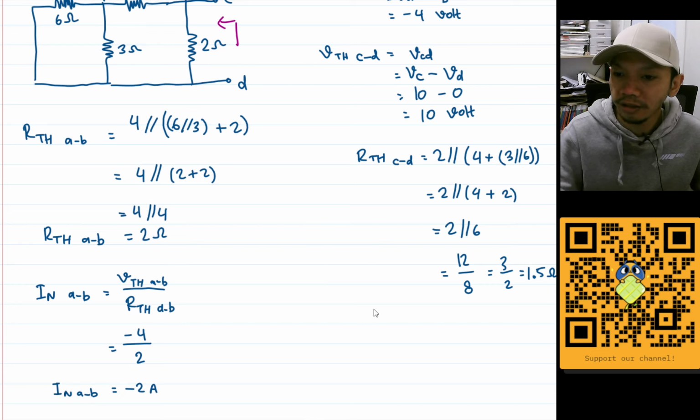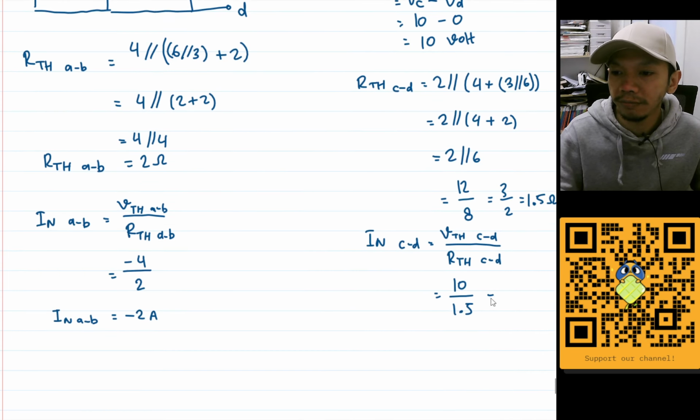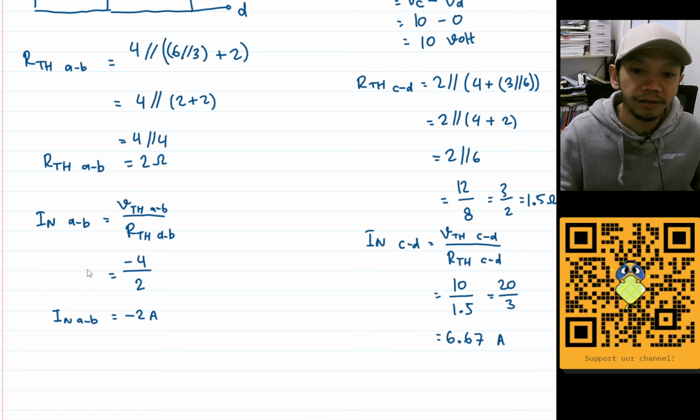And we also can get the I Norton for CD, right? So that will be Thevenin voltage CD divided by the Thevenin resistance from CD. VTH will be 10 and this one will be 1.5. And yeah, that will be 20 over 3, right? So I will have 6.33. 6.67, sorry. 6.67 ampere.